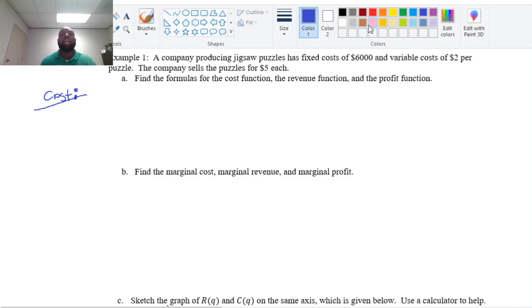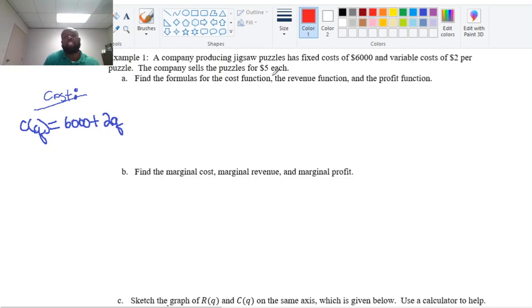I sell. And so my cost function, which is given by C of Q, I'm going to make my print a little bigger, thicker. C of Q equals my fixed cost, which is $6,000, plus $2 for every item that I sell. So that's $2 multiplied by the quantity of items that I'm going to sell. So I get 6,000 plus 2Q.